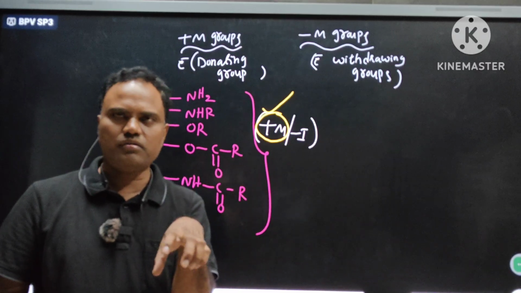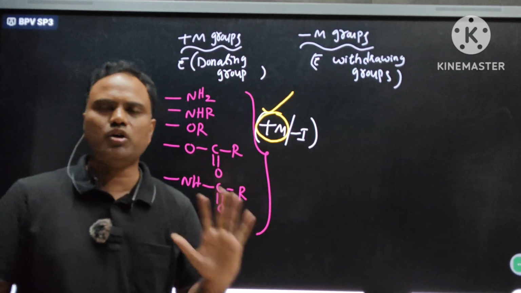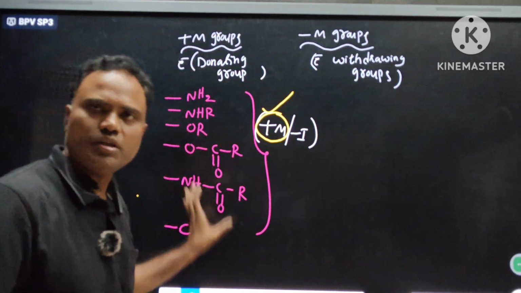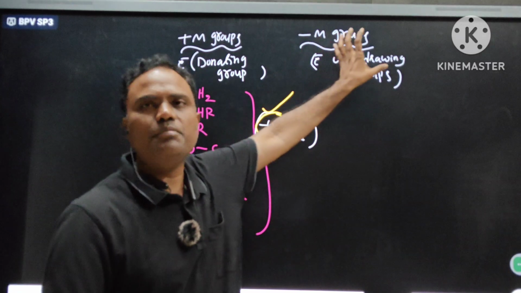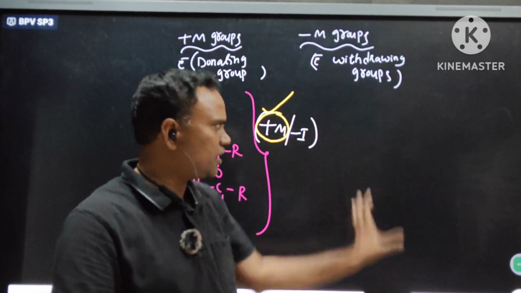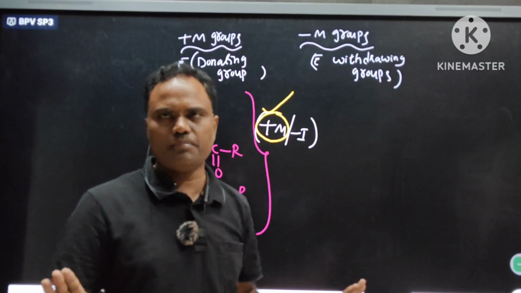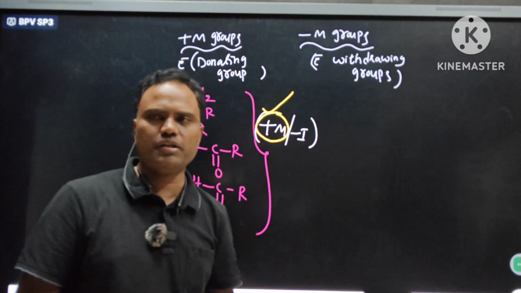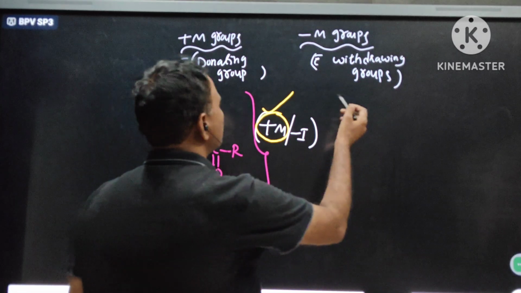So for new students, for this topic, acidic nature of phenols, what you have to do? You should know about plus M definition and examples, minus M definition. Minus M means withdrawing group, and examples. Temporarily, in GOC, the full topic is covered. Watch those videos.